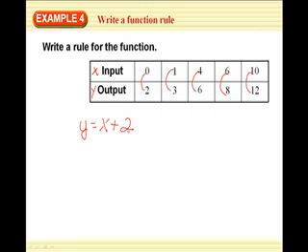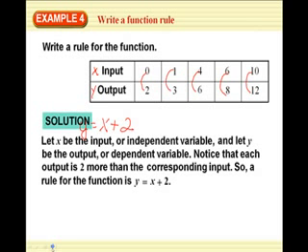Pretty cool. That's our rule. It's just, in other words, it's kind of like writing an equation. Okay.